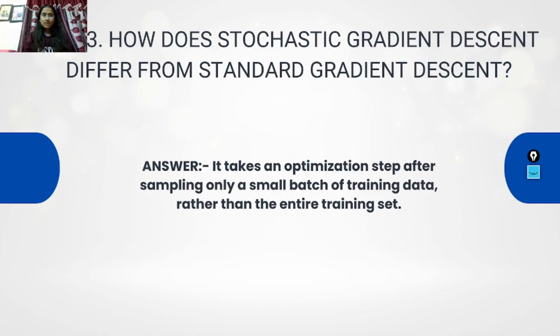So question number 3, how does stochastic gradient descent differ from standard gradient descent? So basically, standard gradient descent uses the whole dataset for every optimization step. Stochastic gradient descent updates the model using just a small batch or even a single sample. That makes it much faster for big data.